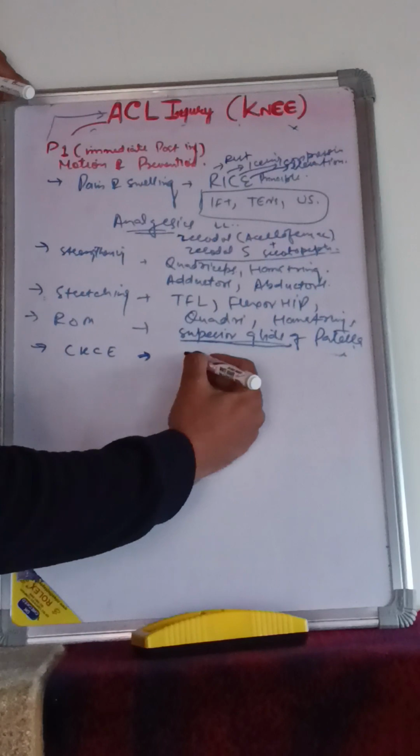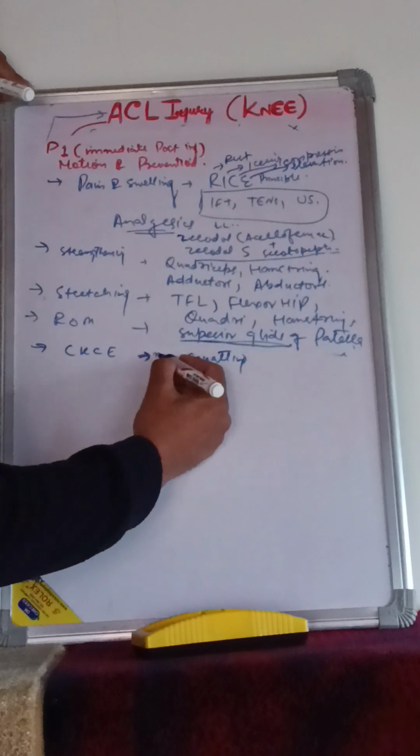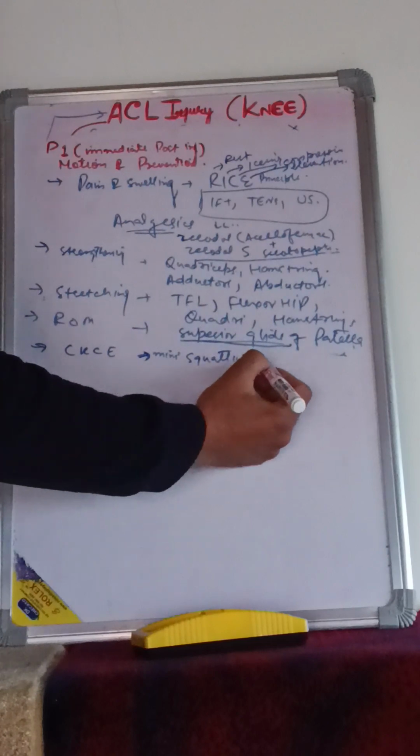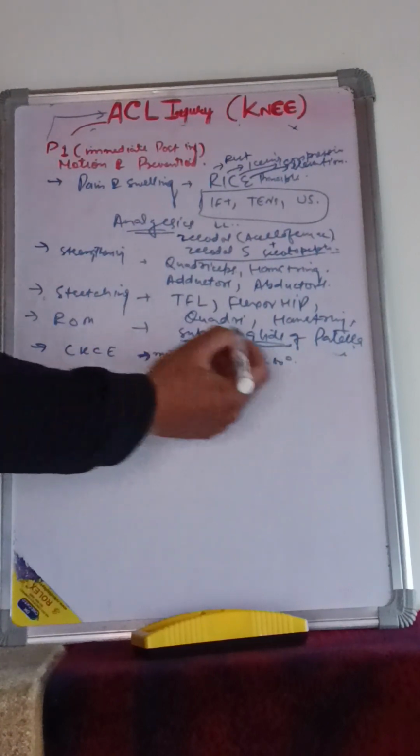But here I will tell you the closed kinetic chain exercise which you will follow. Initially, this is squatting, but mini squats you have to do. Knee flexion should be less than 60 degrees. Remember it.